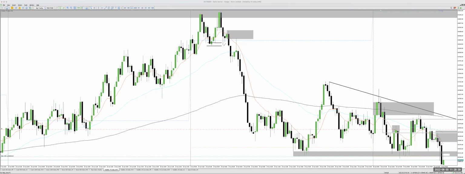Wait for certain structures to be broken. Then you can see here, this was the entry. So this was a perfect entry here. This is the pattern explained on M15.